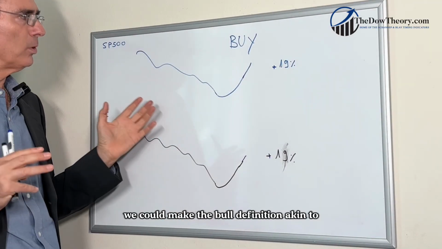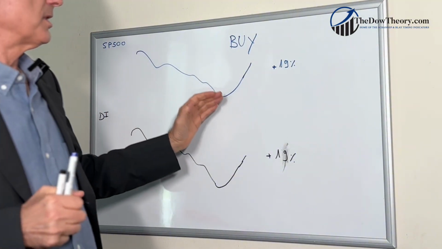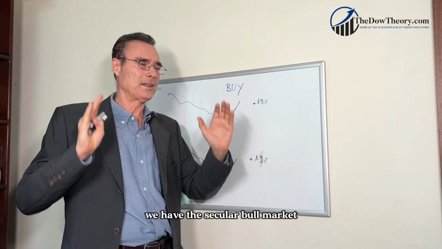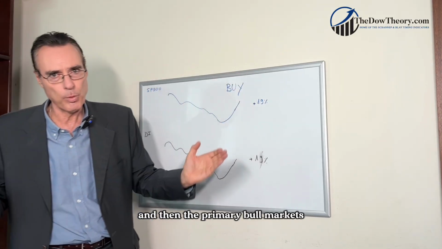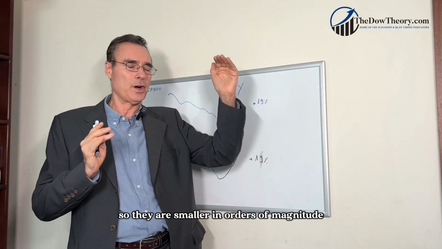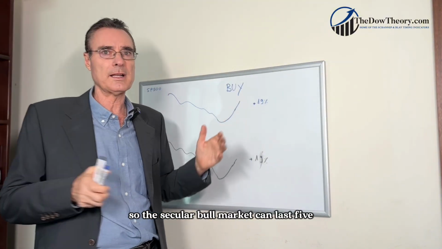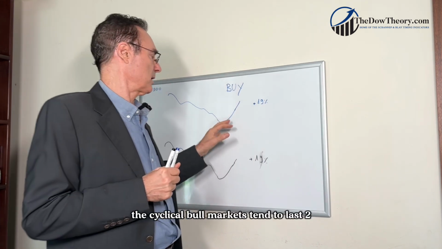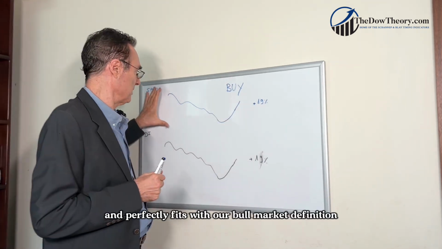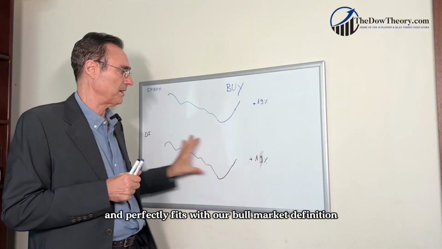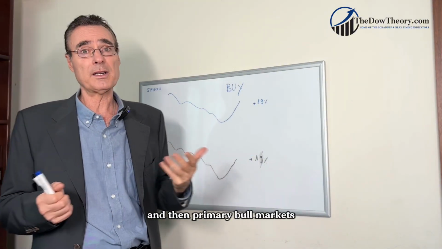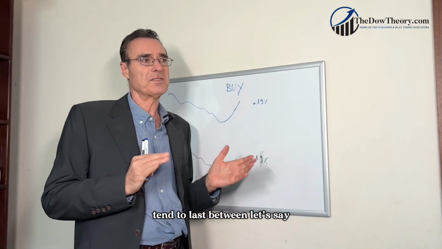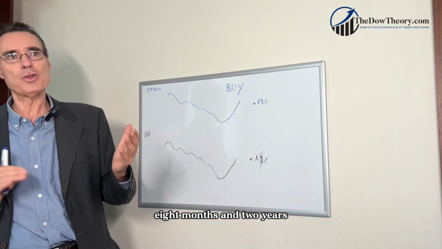We could make the bull definition akin to cyclical bull markets. You know that we have several time frames. We have the secular bull market, the cyclical bull market, and then the primary bull markets. So they are smaller in orders of magnitude. The secular bull market can last 5, 7, 10 years. The cyclical bull markets tend to last 2, 3 years and perfectly fit with our bull market definition. And then primary bull markets, which are the signals we get under the Dow theory, tend to last between, let's say, 8 months and 2 years.